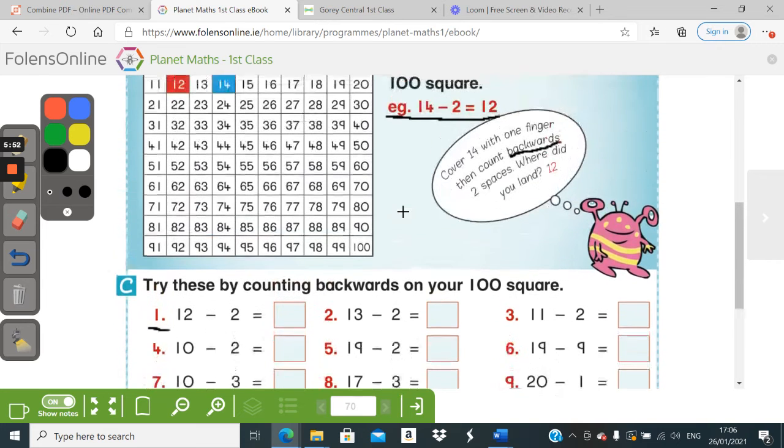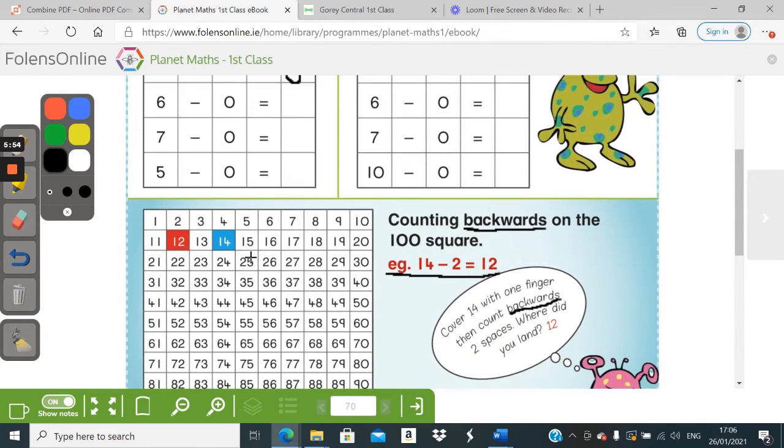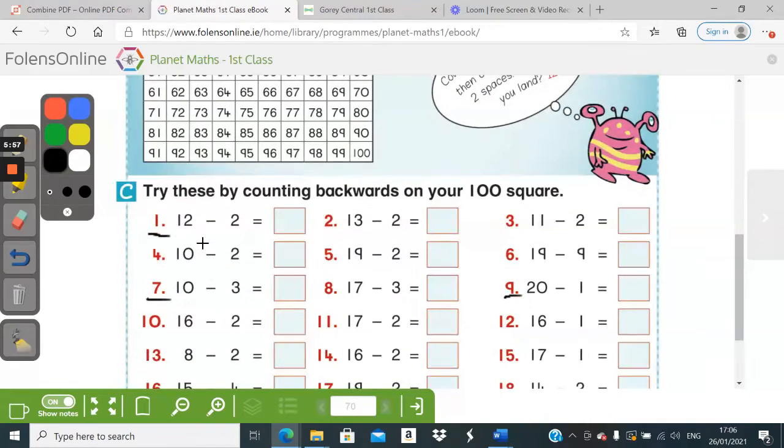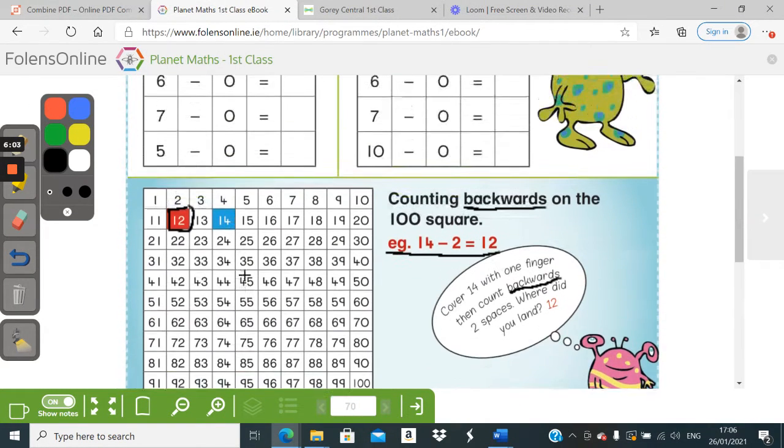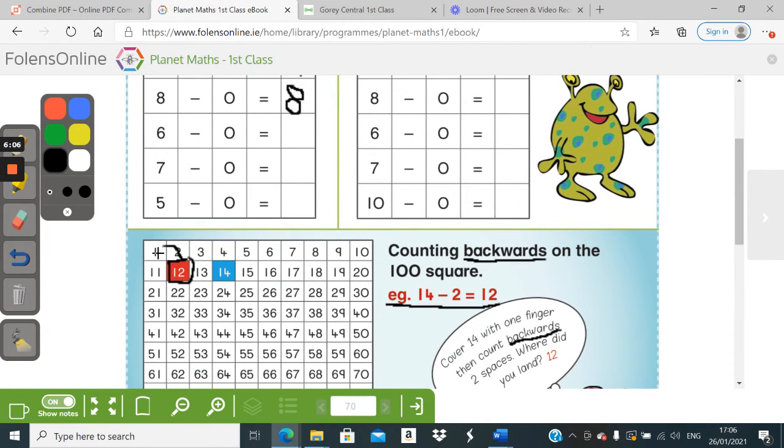Let's have a look. Number 1 is 12 take away 2. So we're going to start off with the biggest number, which is 12. We're going to start at 12 and jump backwards 2 spaces, or 2 numbers. So we make our first jump there to 11, but where will the second jump be? There's nothing over here, so that's not right. We're actually going to go over here, because one more jump from 11 would take us to 10.